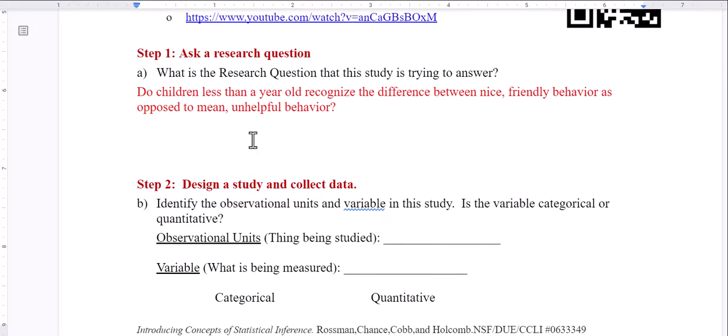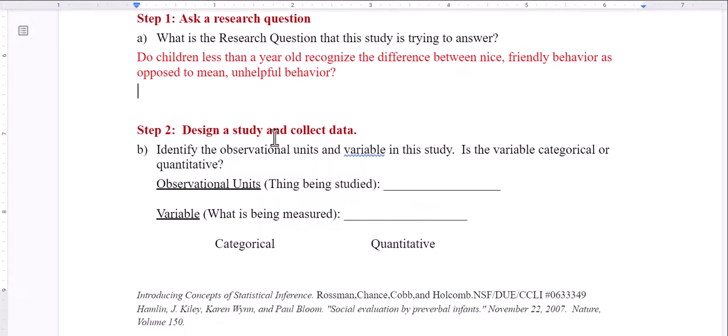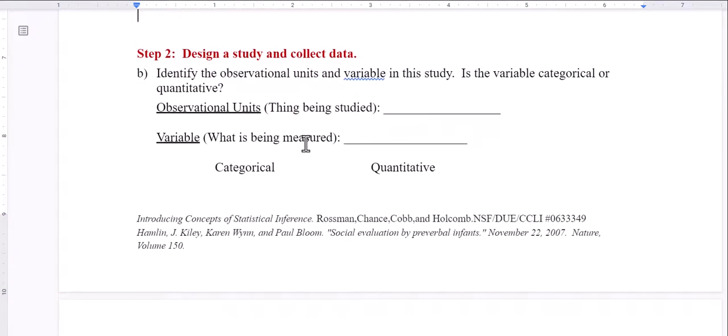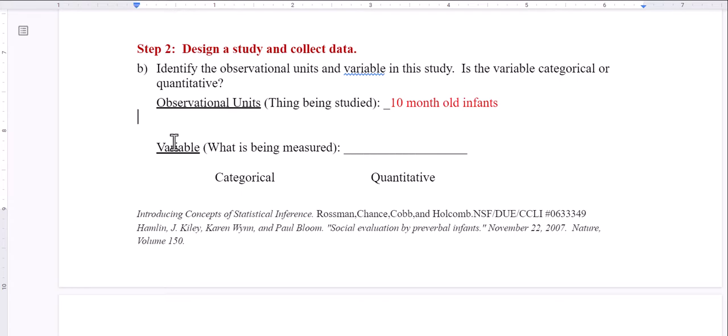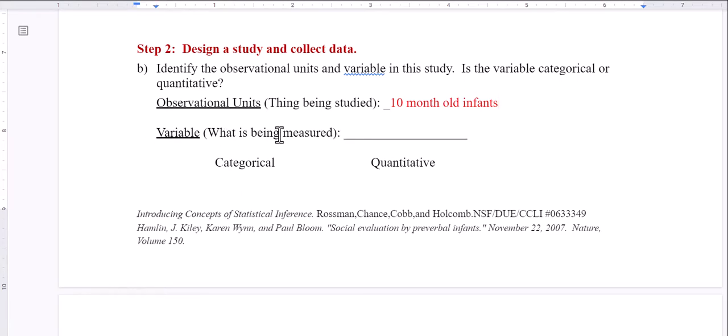And then we're going to try to gather data. So design a study and collect data. So identify the observational units and variable in this study. Then is the variable categorical or quantitative? So now in this section, we kind of start pulling everything together. Things that we did in chapter 1 and chapter 2, and then things that we did in chapter 4 with probability. So what are the observational units here? Things or people being studied. And what's being studied is the babies. So we can say 10-month-old infants. What is the variable being measured?